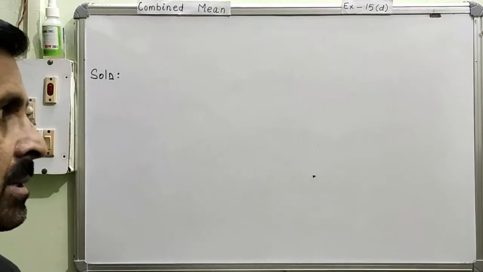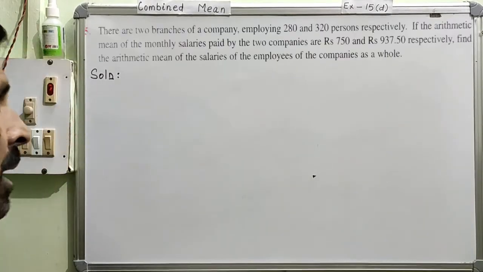Now the next question we are going to take is question number 5. Now look at the board and see what is the question. Question number 5 is a very similar question, same as the previous questions, right? There are two branches of a company employing 280 and 320 persons respectively. So there are two branches of a company. In one branch there are 280 employees, and in another branch there are 320 employees, right?